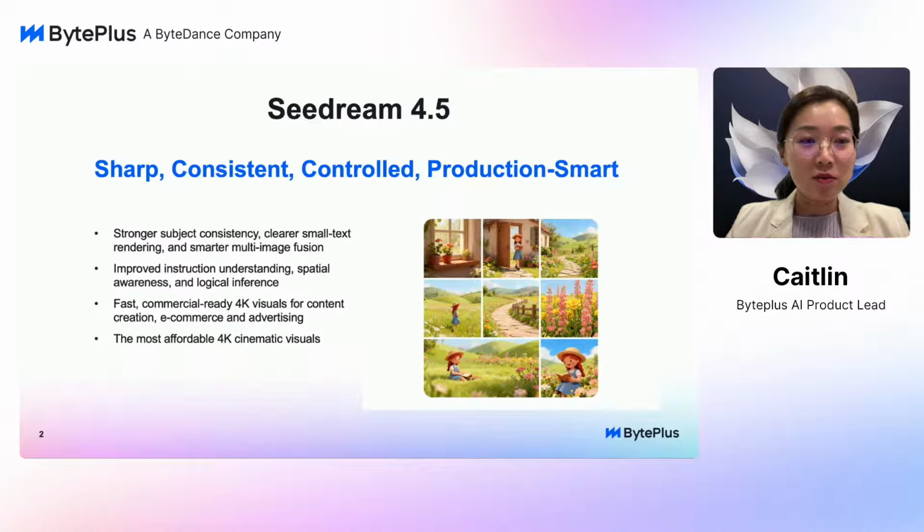And then this model is quite fast and commercially ready with 4K resolution output. So it's perfect for content creation, e-commerce, and advertising. Last but not least, it is very affordable. It is only 4 cents per image, regardless of resolution. That means you get up to 4K resolution with only 4 cents per image.